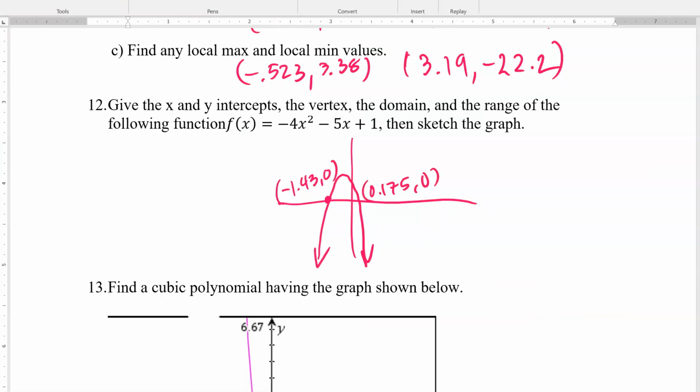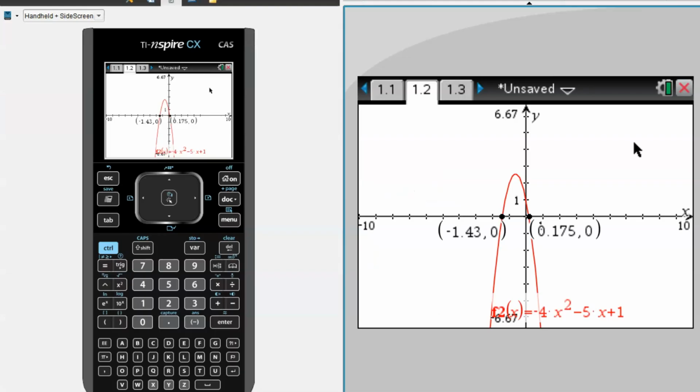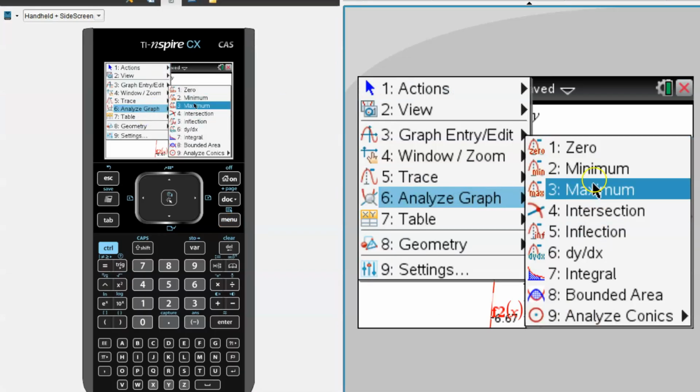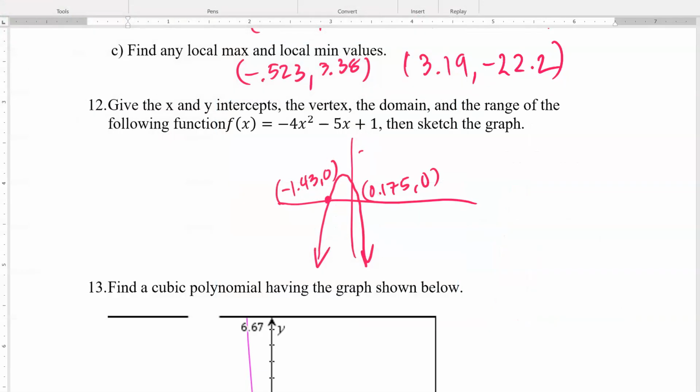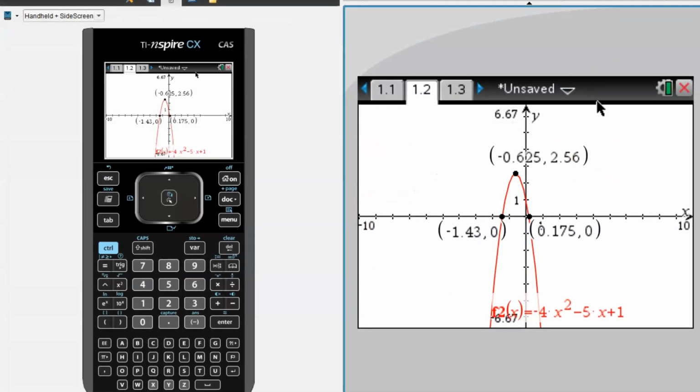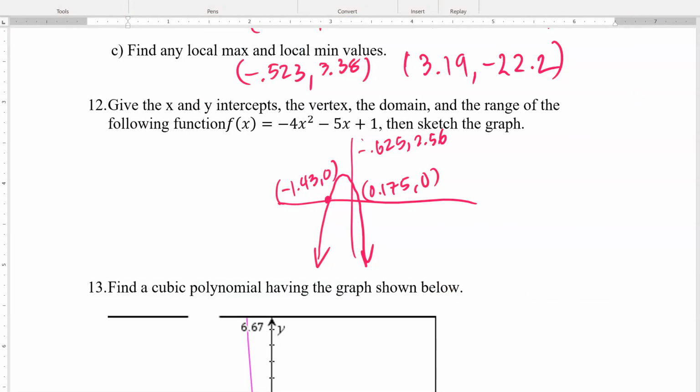What else do we need? We need the vertex. Negative 0.625. And what was the y value on that? 2.56. And last, we need the y intercepts. I'm just going to go, geez, if x is 0, 4 times 0 squared, 5 times 0, how about just 1?